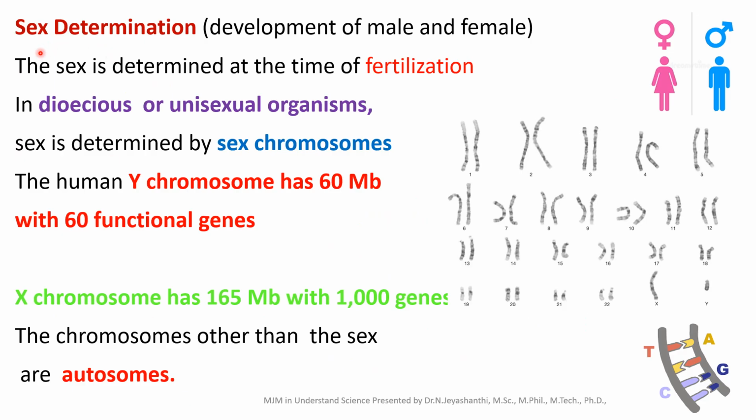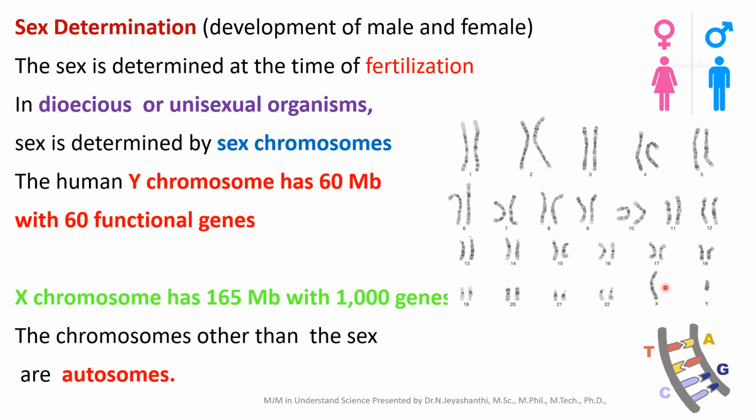Now we are going to see sex determination. Sex determination means development of male and female. Sex is determined at the time of fertilization. In dioecious or unisexual organisms, sex is determined by sex chromosomes. Dioecious means different male and female organisms in the same species. Unisexual means one organism or individual has only one sexual characteristic. Sex is determined by sex chromosomes.